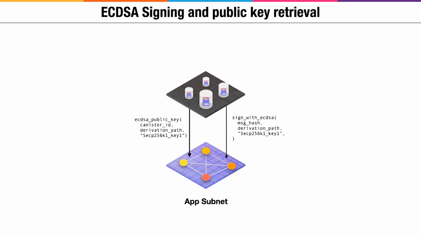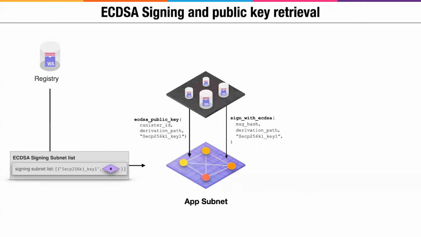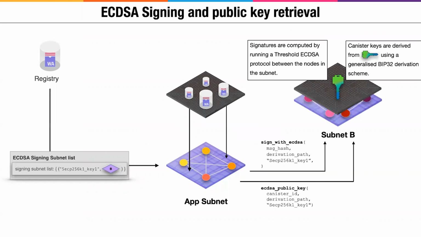Once these calls reach the execution layer, the execution layer will go to the registry and see which signing subnet is enabled for this specific key ID. It will identify which subnet can answer this request, and then these calls will be forwarded to the enabled subnet via cross-net messaging.